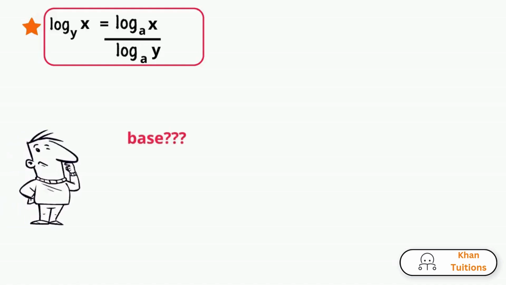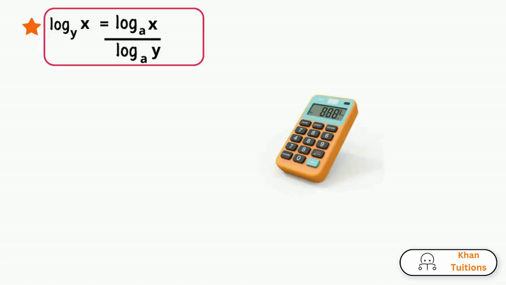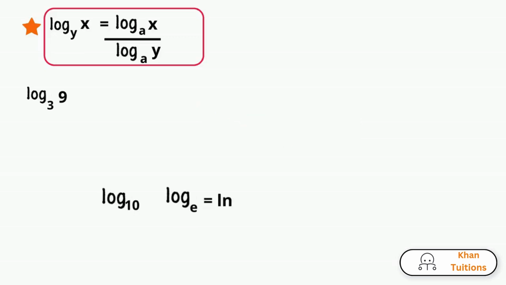Now the question is, what base should we assign in the change of base formula? Well, this formula mostly comes into action when we try to solve logarithms through a calculator. Like if I want to solve log of 9 to the base 3 using a calculator, I cannot put this value in the calculator directly. So here I have to use the change of base formula. Scientific calculators only have two logs. Log to the base 10, which is called common log, and log to the base e, called natural log, also written as ln.